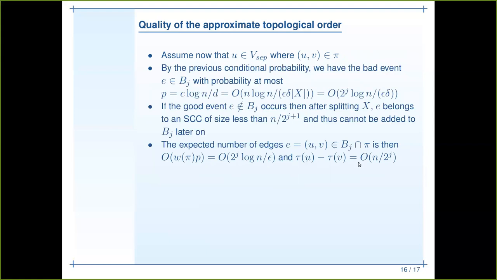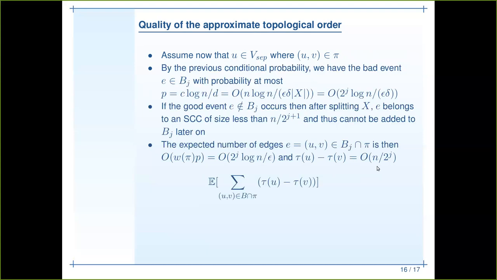But we also have that the topological order difference between U and V is at most order n over 2 to the j. And this is because U and V belong to an SCC of size at most order n over 2 to the j. And when you split that SCC, the difference in topological order between U and V cannot be larger than the number of vertices in the SCC. So therefore, we get this bound as well.